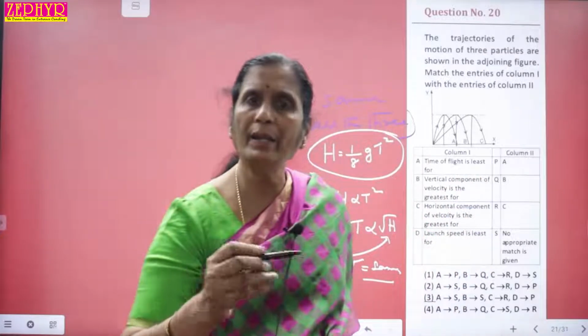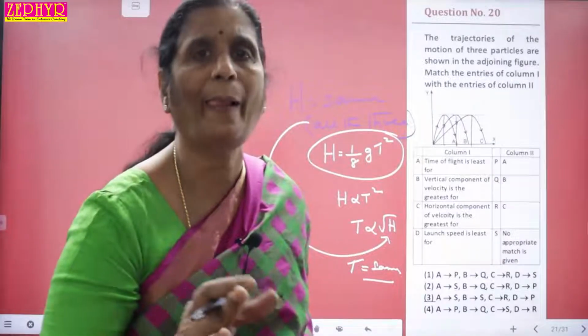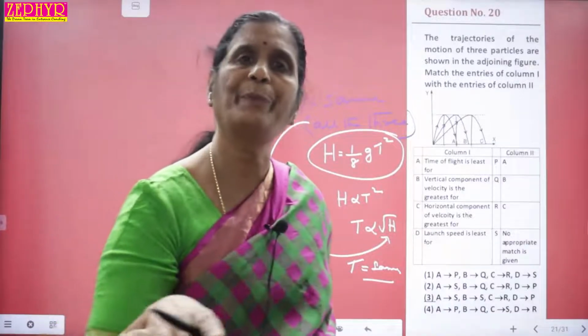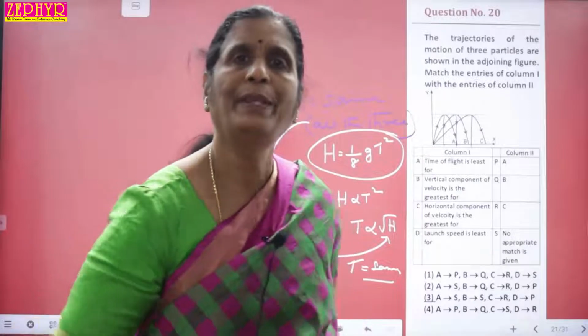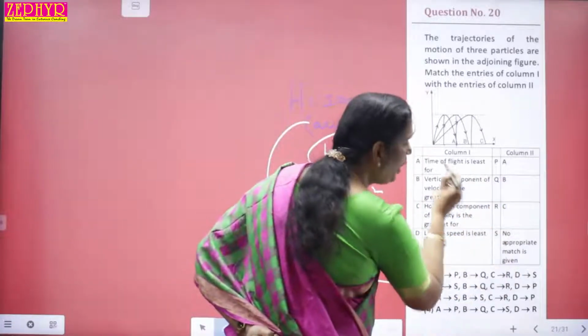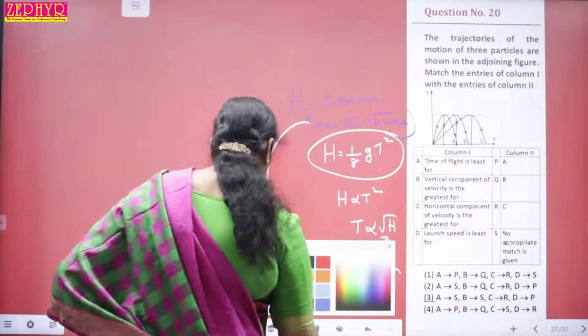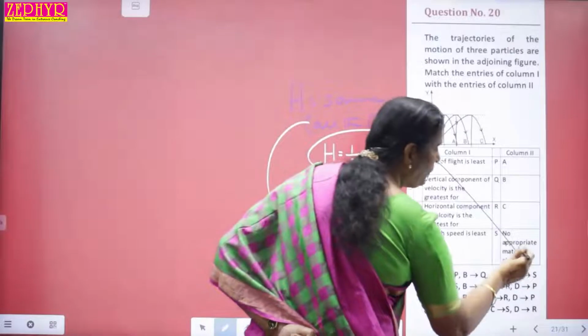So, time of flight is least? We cannot say least, and we cannot say maximum, because there is no comparison. All will have the same value. That's the correct answer. So we cannot say least. So, no appropriate match. That is best. No appropriate match is given.